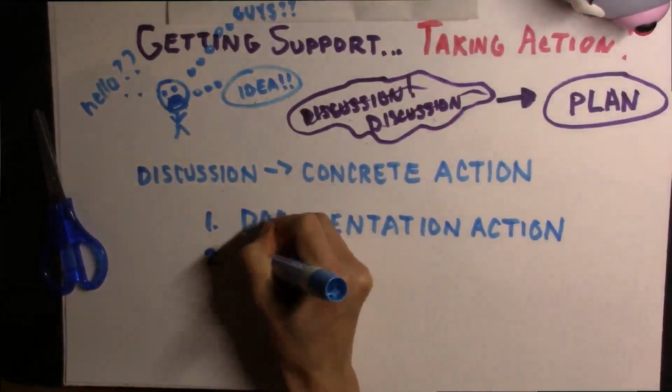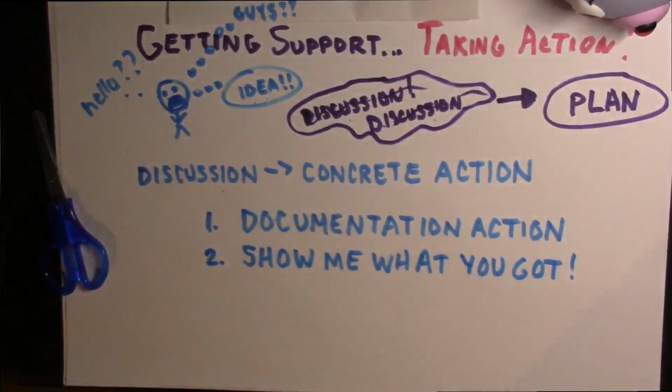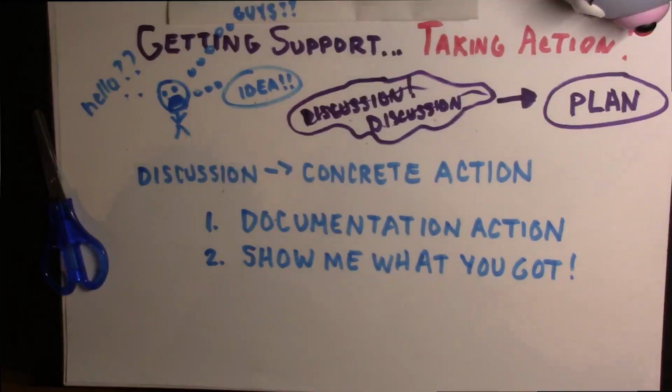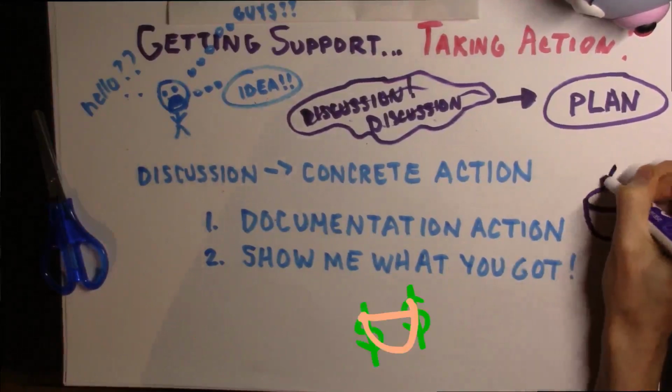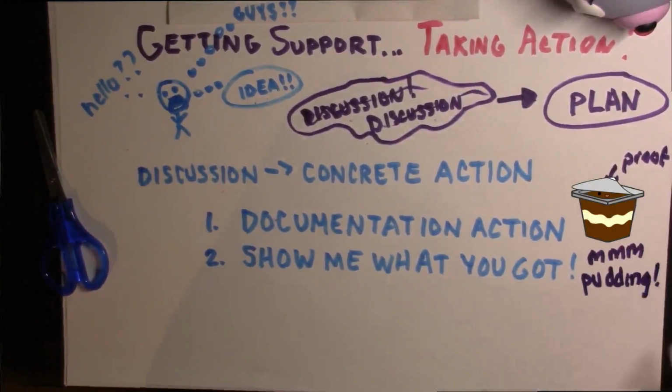The next kind of action is the show me what you got action. And this is likely the result when you want to create something new. You can't just propose it and then not do anything about it. You really need to put your money where your mouth is, proof in the pudding approach, and implement a dummy example.